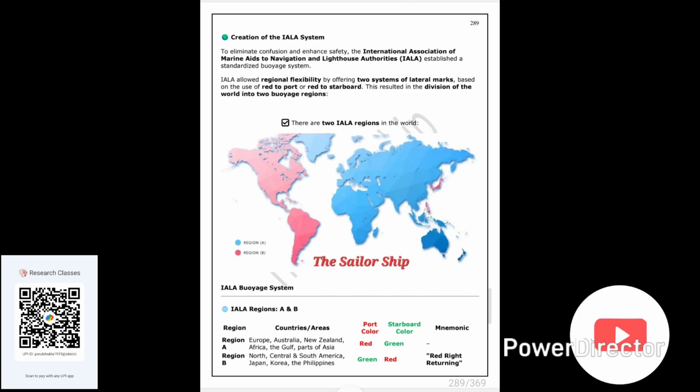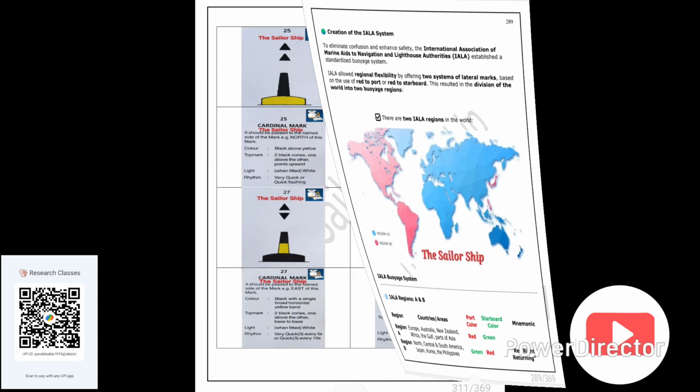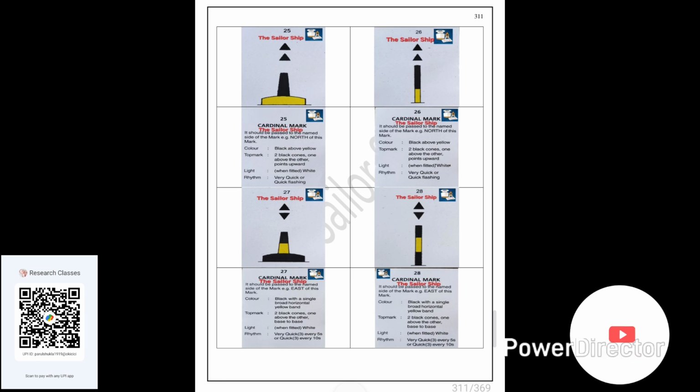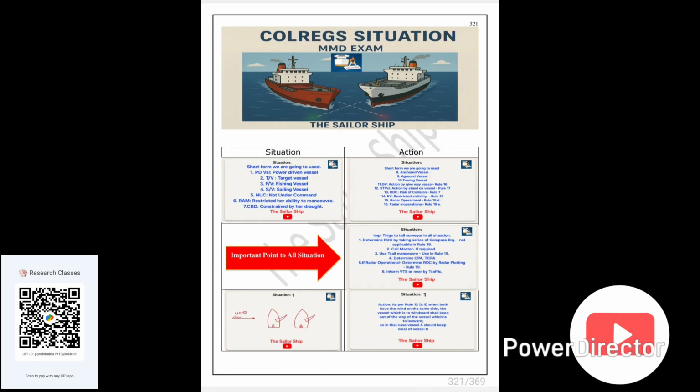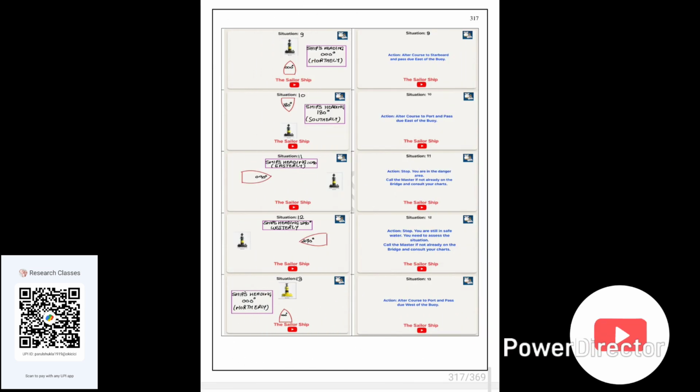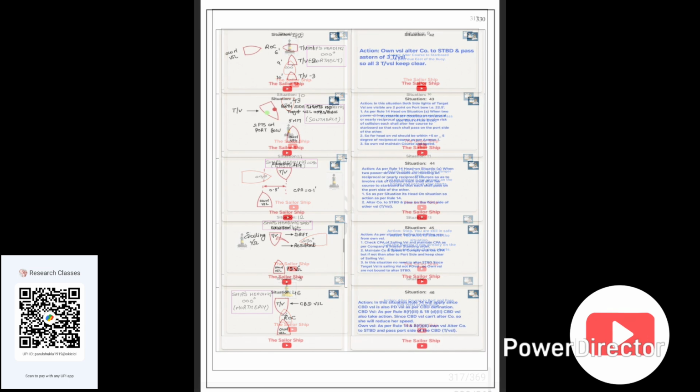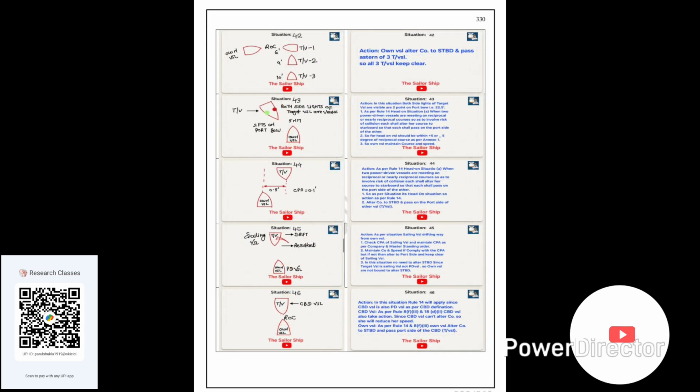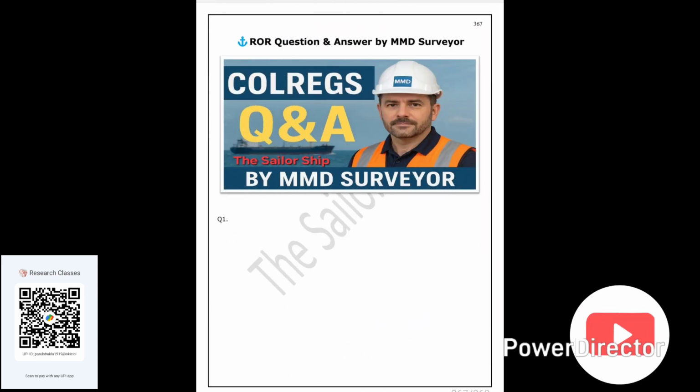This book covers full explanation of all COLREG rules, easy-to-remember tips, day and night ROR cards, watchkeeping practice, the IALA buoyage system, real MMD surveyor ROR questions and answers, ROR situations explained with diagrams and much more. I have written this book especially for cadets, officers and anyone preparing for the oral exams. It combines IMO standards, radar and ARPA concepts and practice oral preparation questions all in one place.